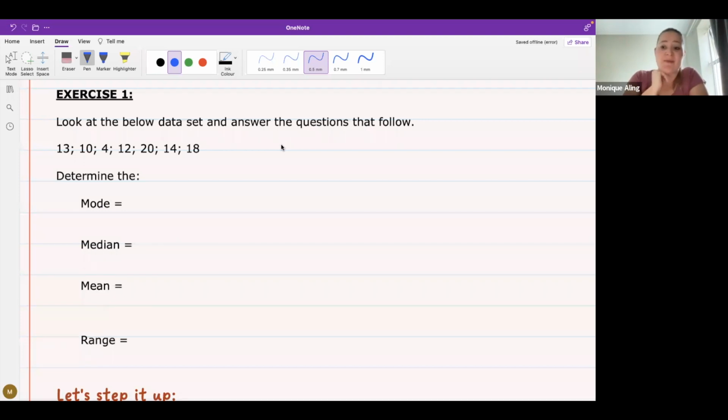Okay, so you're not sure about the mode because there is no mode. So your answer will be no mode. Anyone else want to let us know answers? Are you still busy?